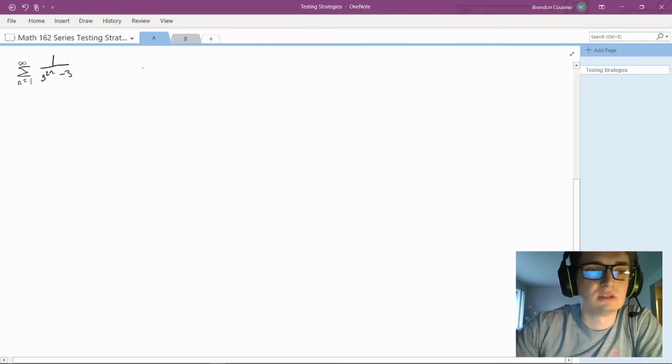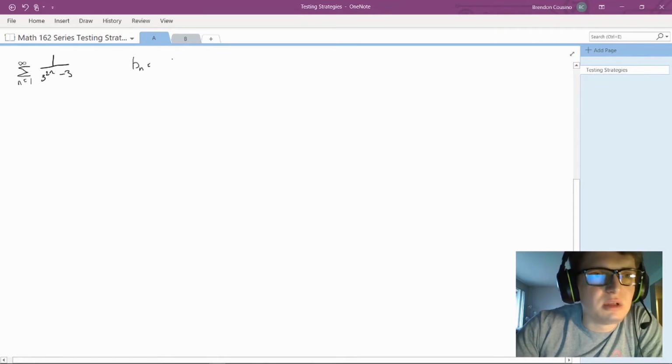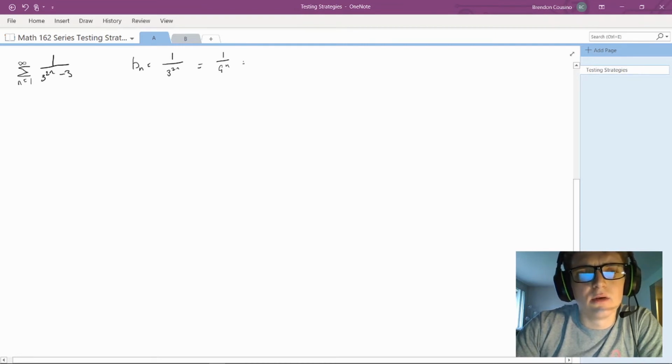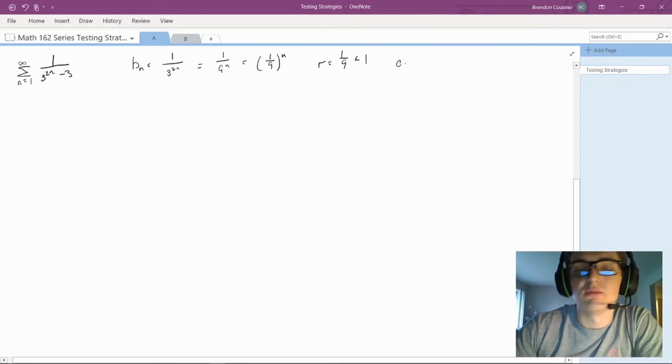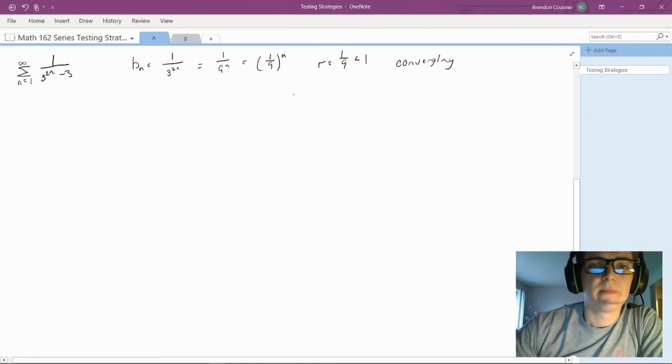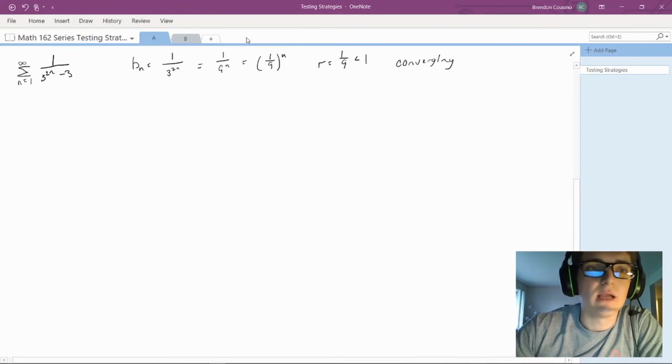Okay, so the next one I always try to do is a direct comparison test. So we're going to let our b of n equal 1 over 3 to the 2n. And then this is actually just going to be equal to 1 over 9 to the n, right? And so this here is a geometric series with r equal to 1 over 9, which is less than 1, which tells us that this is a converging geometric series.